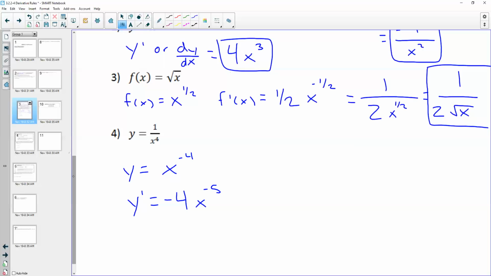Okay, we can rewrite this as -4 over x to the 5. Hey, Mr. Jones. Yes. For the one above, do we have to rationalize the denominator? No, not in this case, because we're just finding the derivative of it. If I said find the derivative and rationalize the denominator, then you would have to. But as is there, that's fine because we're just looking for the derivative. Okay, good question.